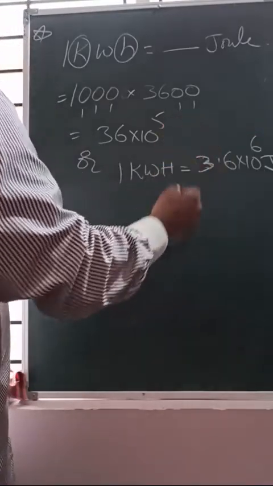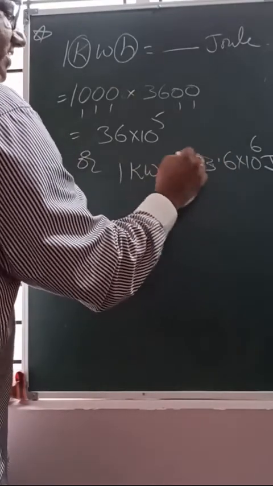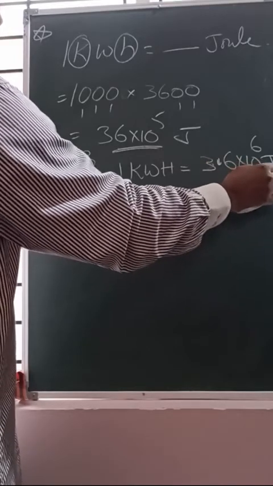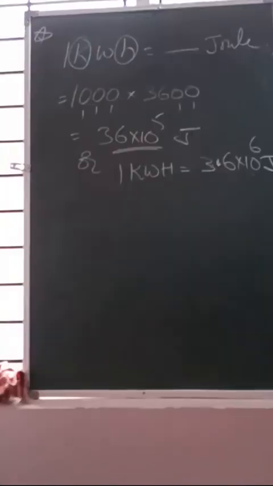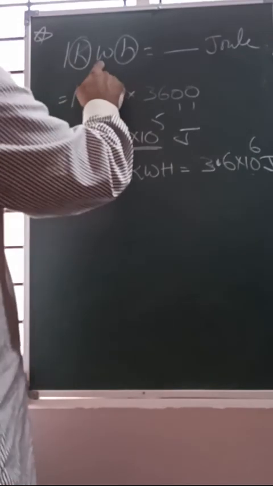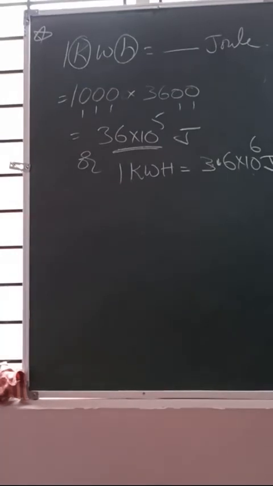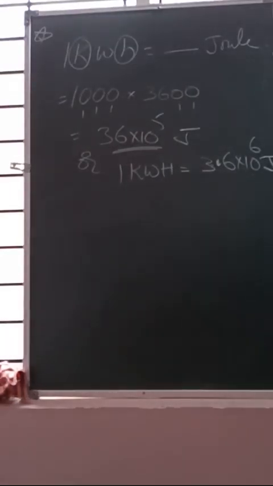joule. 36 into 10 power 5 joule or 3.6 into 10 power 6 joule. Clear? Kilowatt hour means 1000 watt second. Watt second is nothing but energy. We can tell like that. These are all concepts for practical units. 1 kilowatt hour equals 3.6 into 10 power 6 joule. These are all commercial or practical units of electrical energy.